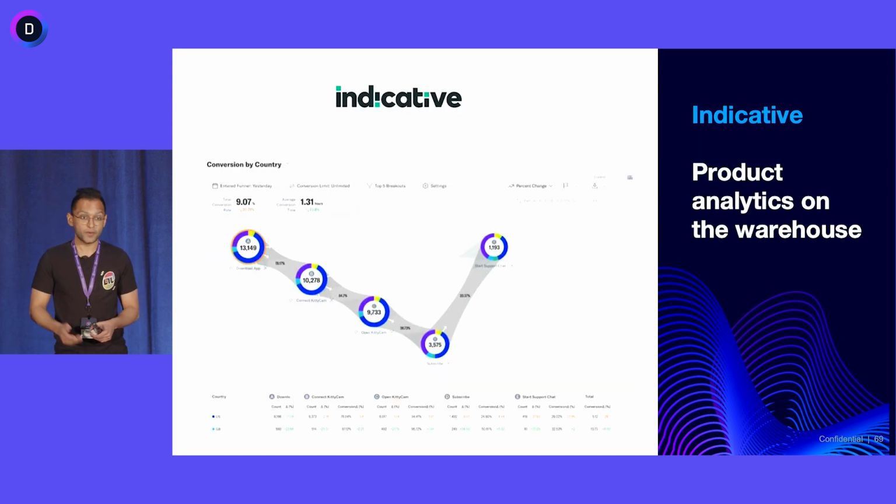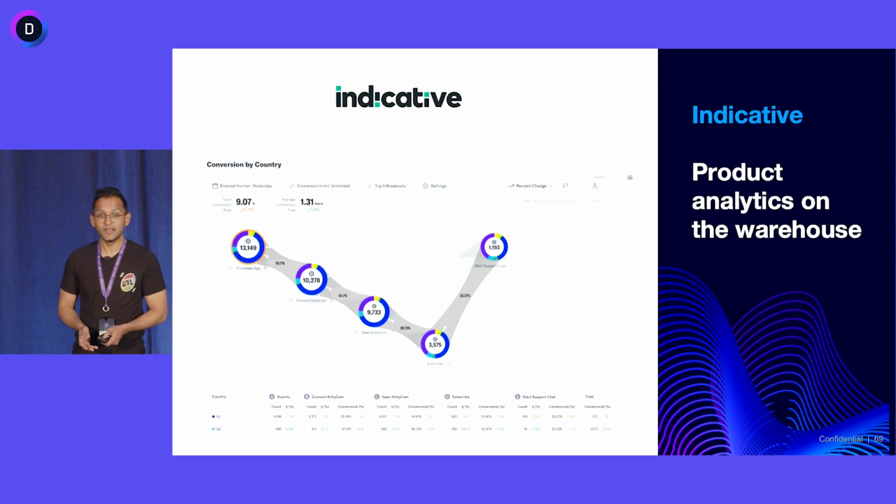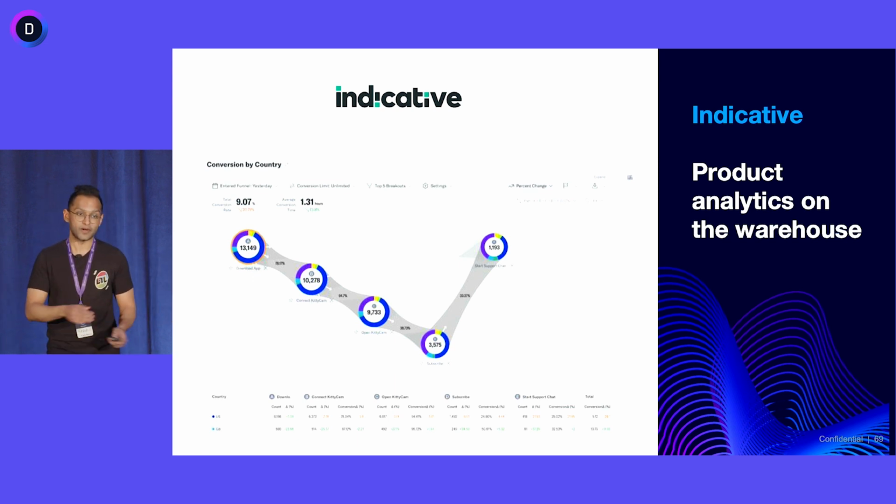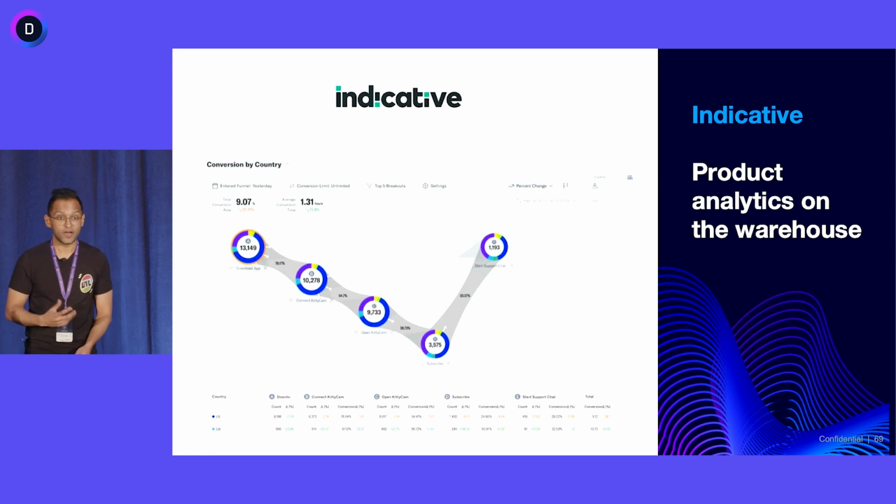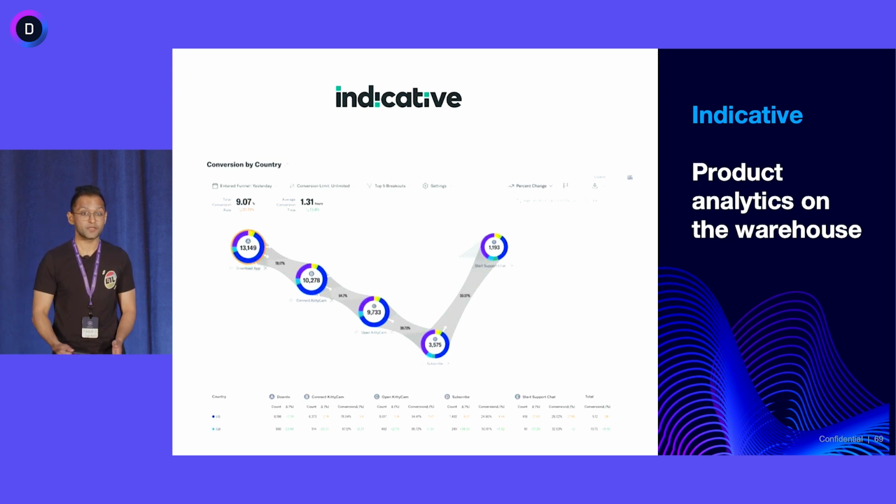Indicative, recently purchased by mParticle. mParticle is here too, so I think they would love to talk to you about them. It is basically like Amplitude on the warehouse, and it's truly warehouse native as well, where instead of having to send all your data to Amplitude, Amplitude stores it for you, and then you get a nice dashboard and analytics out of it. Indicative simply plugs and plays into your warehouse, bring your own schema, and it will work for both events data and object data. So super interesting from a product analytics perspective.